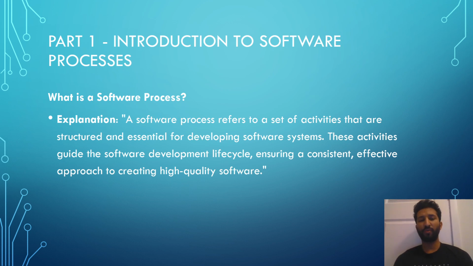What is the software process? Explanation: a software process refers to a set of activities that are structured and essential for developing software systems. These activities guide the software development lifecycle, ensuring consistency and efficiency of the approach to creating high quality software.